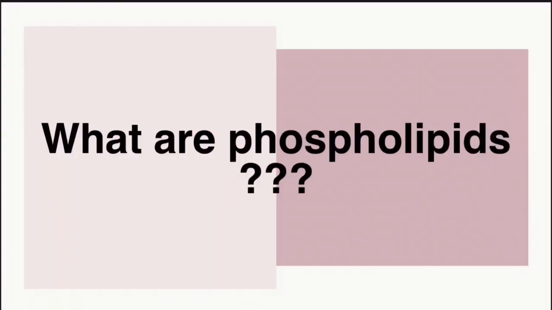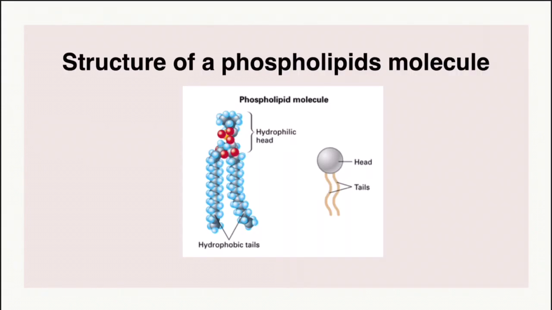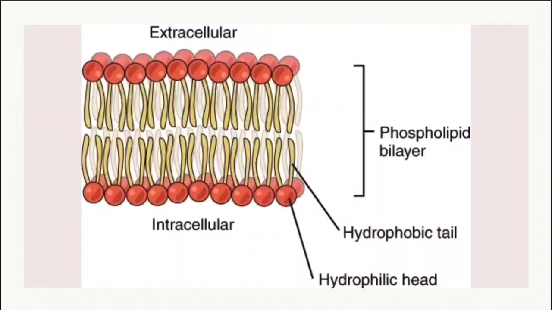Phospholipid. What are phospholipids? Phospholipid consists of a hydrophilic or water-loving head and hydrophobic or water-hating tail. Phospholipids like to line up and arrange themselves into 2 parallel layers called a phospholipid bilayer. This layer makes up your cell membranes and is critical to a cell's ability to function.